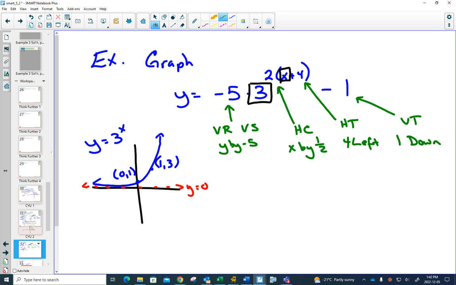So I quickly label everything that's happening here. We have a vertical reflection and a vertical stretch. You're going to be multiplying your y values by negative 5. You've got a 2. X values are going to get multiplied by half, horizontal compression. Moving 4 to the left and 1 down.